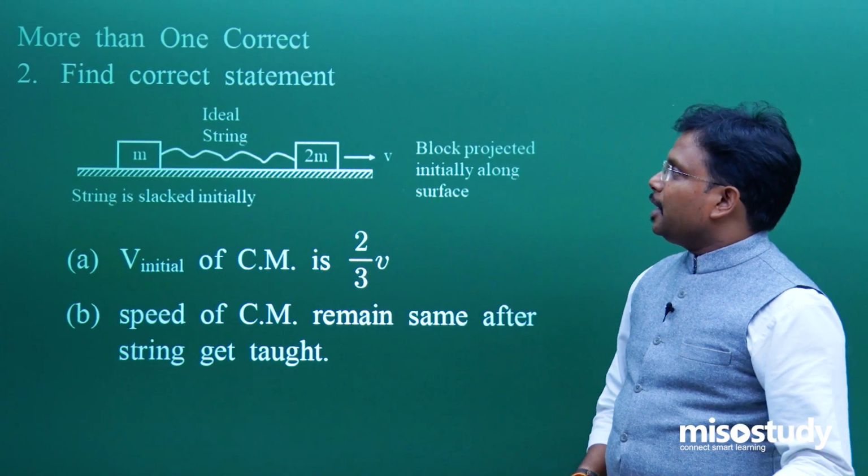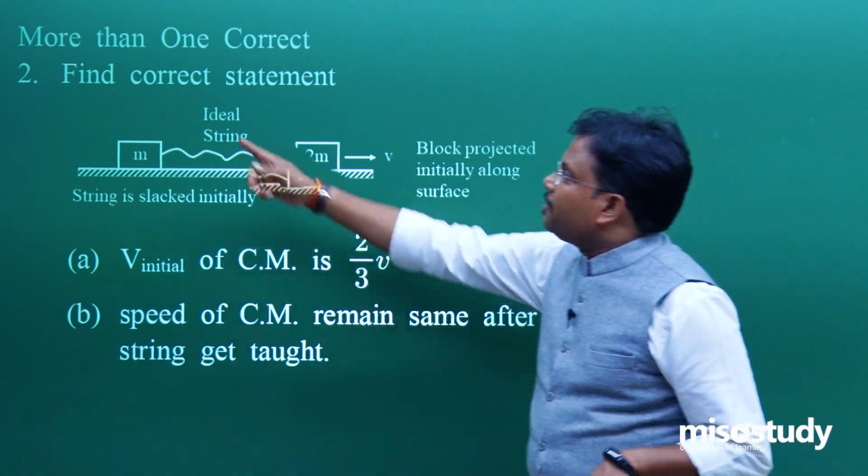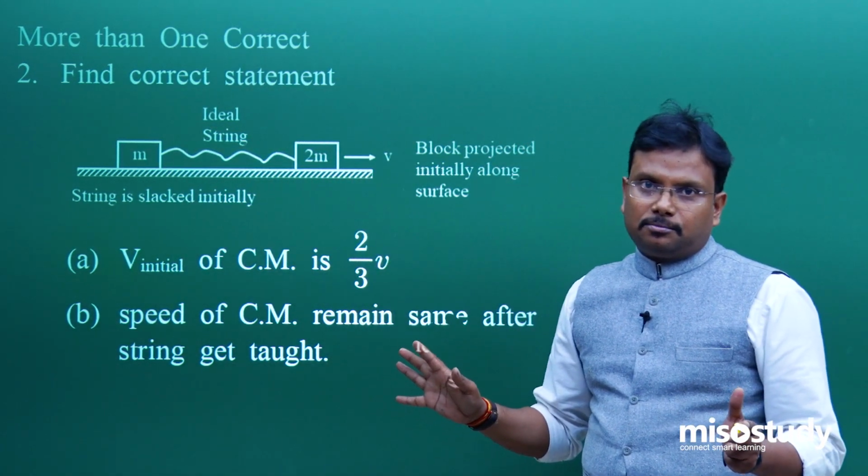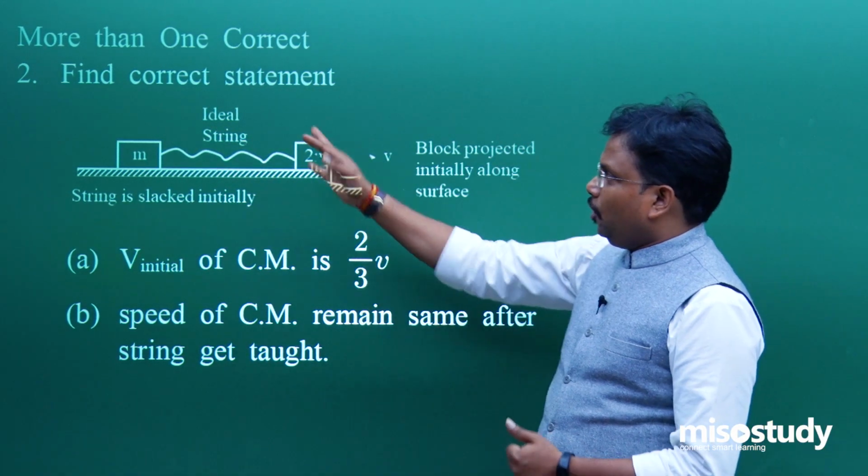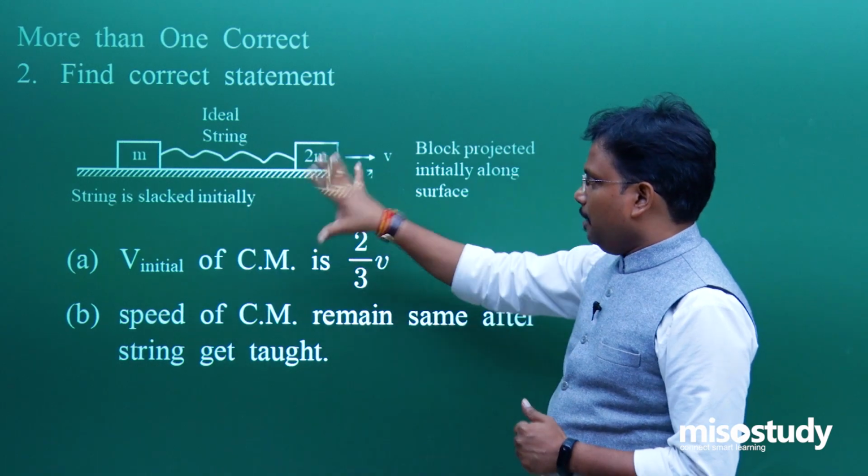Next question I picked from the next category of question, that is, more than one correct option may be possible. So, let us try to understand the problem first.